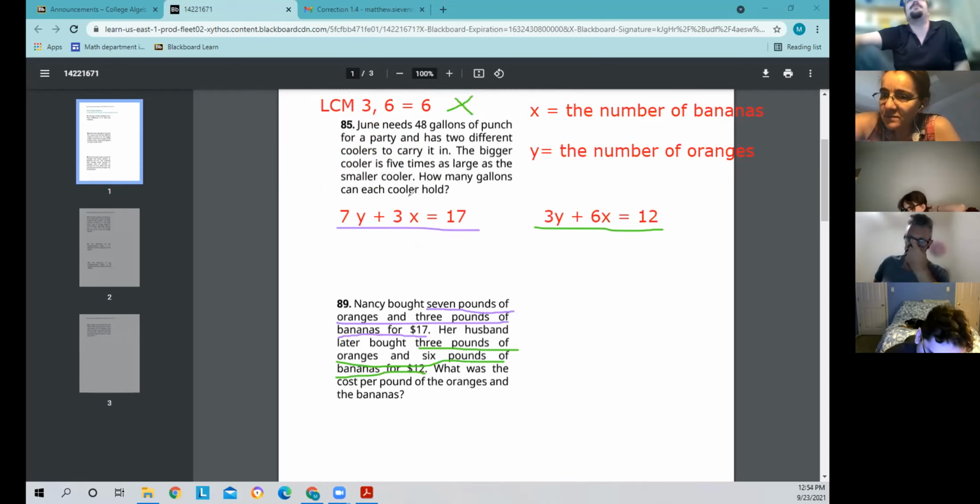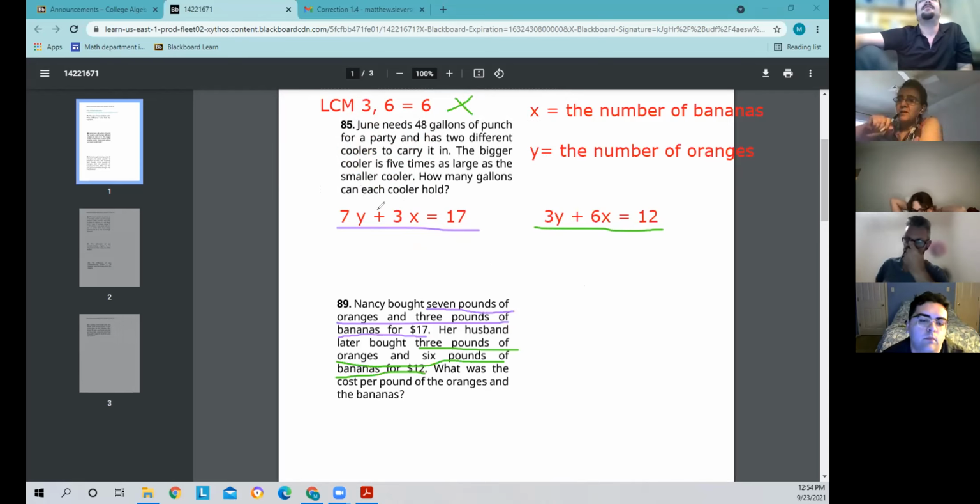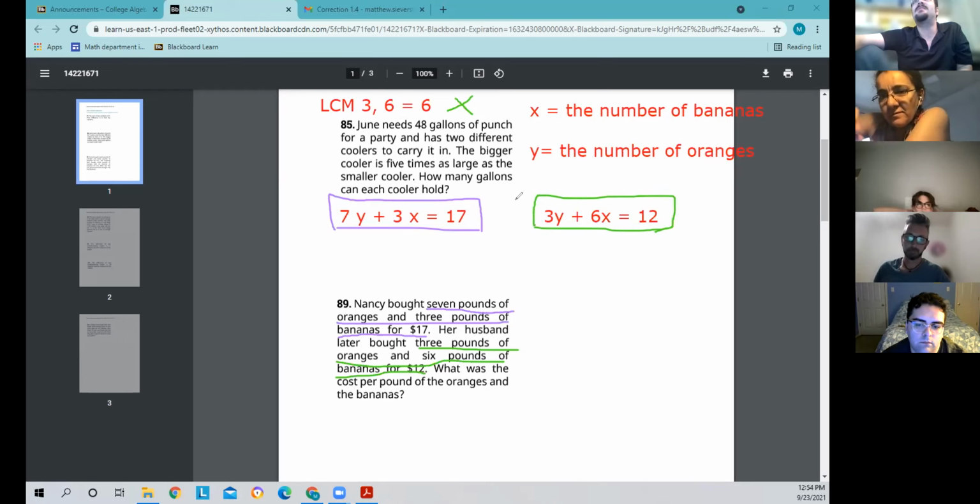These are my x's here. So if I'm looking at this first equation, how do I make my x here a 6? And this one, how do I make this one a 6? Well, this one is already a 6. It's a positive 6. So I got to make this one a 6, but since this one is positive, I should make this one negative.